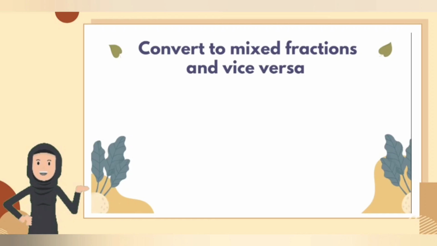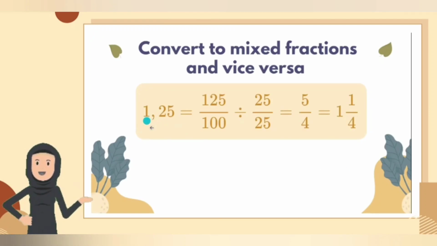Next, we will discuss how to convert decimal fraction to mixed fraction and vice versa, as in the following example. 1.25 is 125 hundredths divided by 25. 125 divided by 25 is 5. 100 divided by 25 is 4. So 5 over 4 is 1 and 1/4.